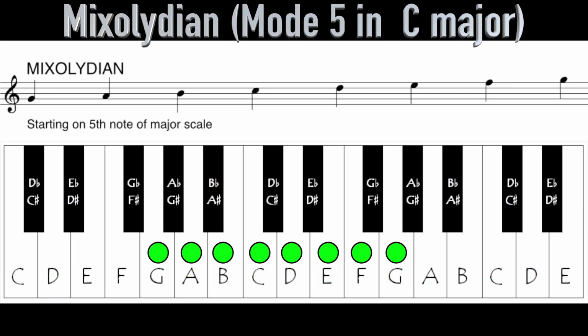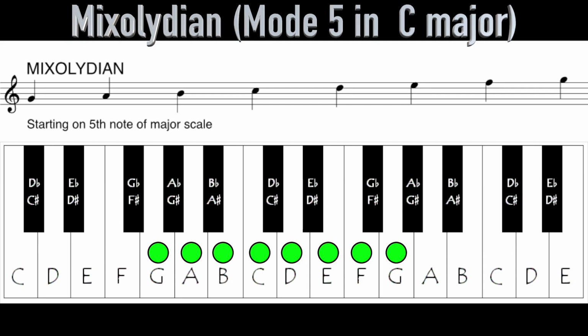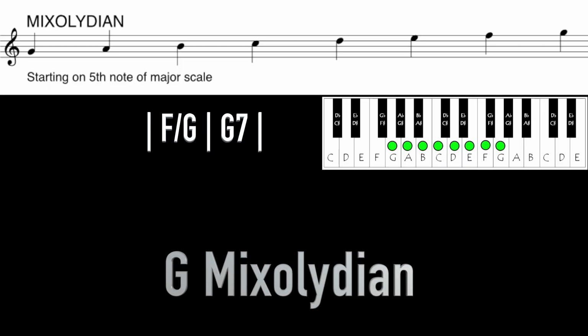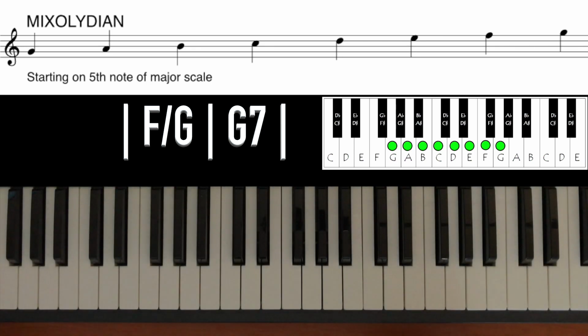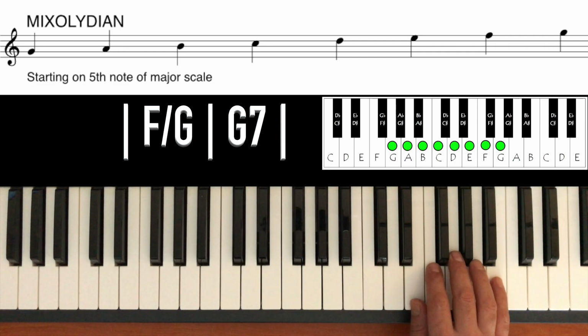Mixolydian is the fifth mode in the major scale and it is one of the most useful scales in modes, such as Ionian and Dorian. You can use Mixolydian over dominant, dominant 7 and 11th chords. The chords are F over G and G dominant 7. The first bar, F over G, is implying G11, so I'm going to use G Mixolydian scale. Listen to the example.